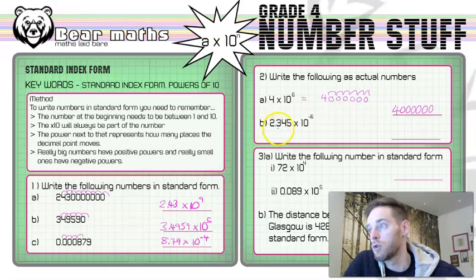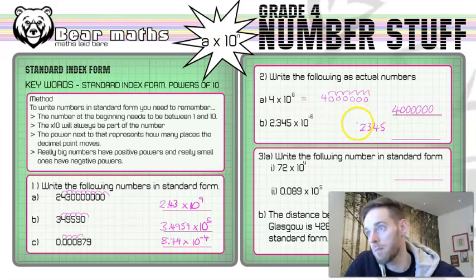Now in B, we've got 2.345 times 10 to the power of minus 6. So I'm going to write 2, 3, 4, and 5 down as the digits that we've got here. I'm going to put the decimal. I'm not actually going to put it into this calculation. I'm just going to put it here. That's where it would be, or there.